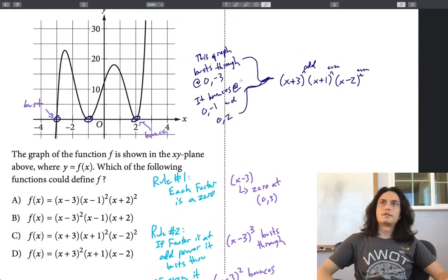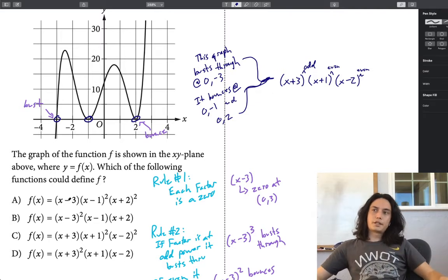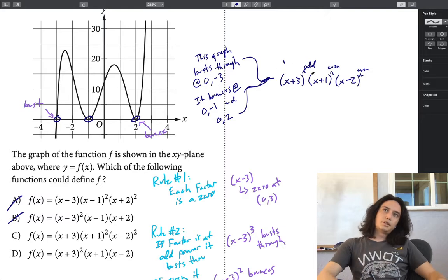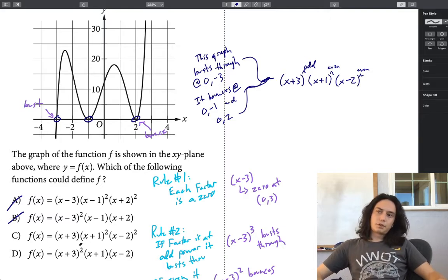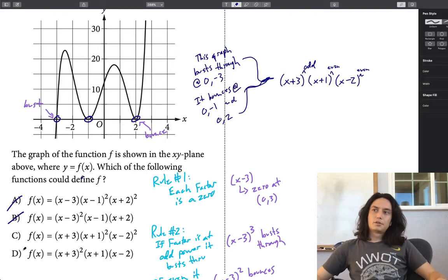So what we want is, let's just check for the first one, x plus 3. Well, this says x minus 3, so that's wrong. This says x minus 3, so that's wrong. Here, these two say x plus 3. We want an x plus 3 with an odd power. This is x plus 3 to an even power, so that's wrong. So D is wrong, and C is right.